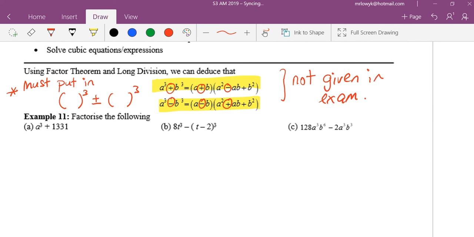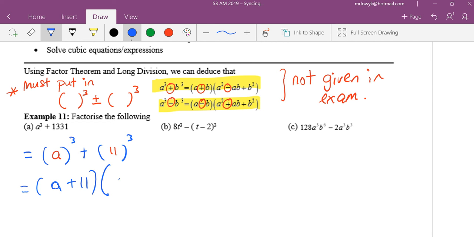Let's start with the first question. 1, 3, 3, 1. So what is the first step? Something cube plus something cube. What do I put in the bracket? A, 11. Is that easy? Once you are able to put into the bracket cube, then you apply the formula. So start chanting. What's the formula? A, start with plus, right? Plus 11 bracket A square minus 11a plus 11 square.